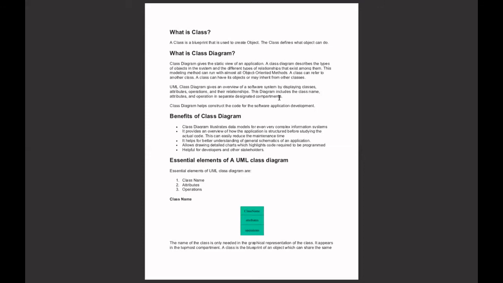Classes are the most important building blocks of any object-oriented system. A class is a description of a set of objects that share the same attributes, operations, relationships, and semantics. These are shared by the class: attributes, operations, relationships, and semantics.